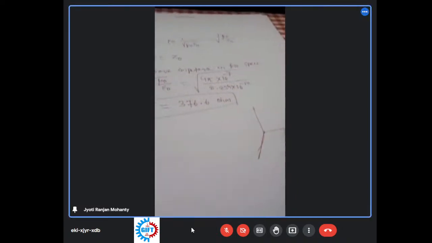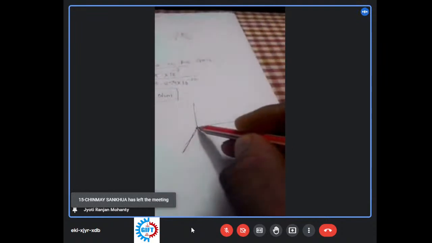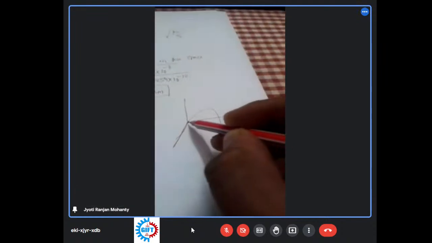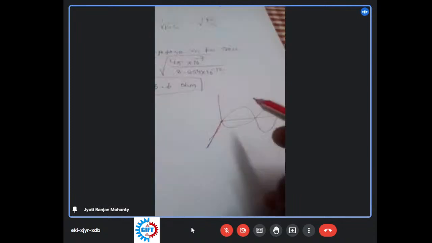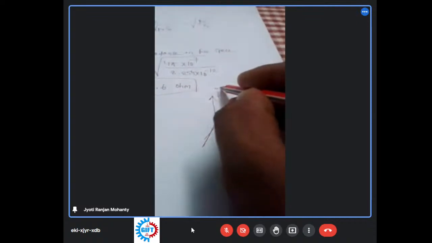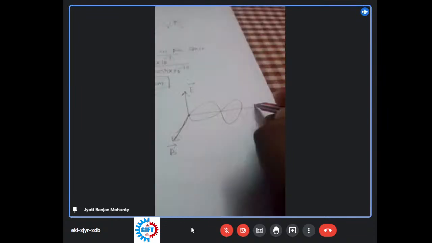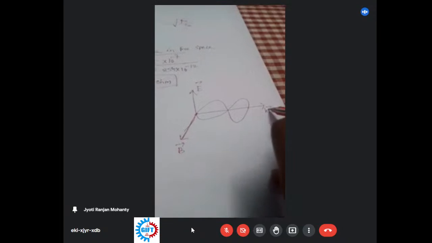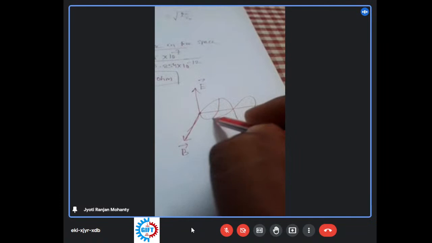Okay, look here. Now next we are going to discuss what will be the phase difference between E and B. Already I have shown you the pictorial representation. So this is your electromagnetic wave. Here E vector, here B vector, here K vector. K means direction of the propagation.